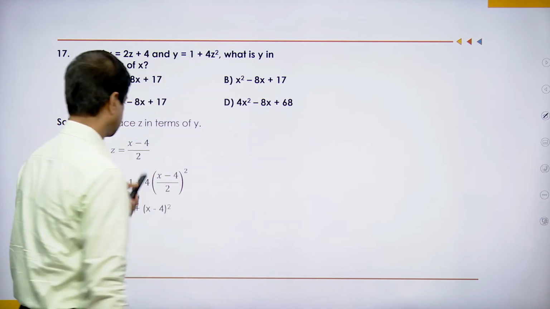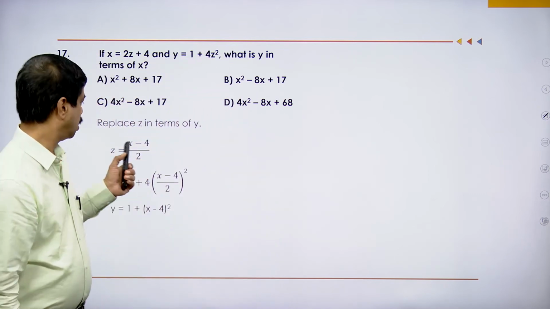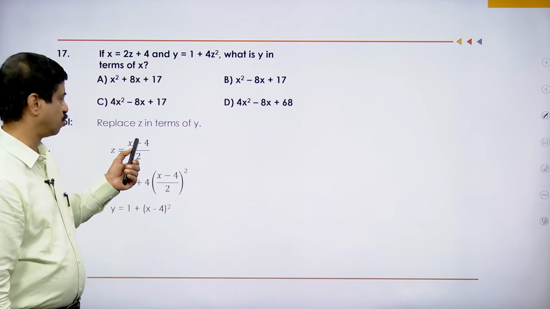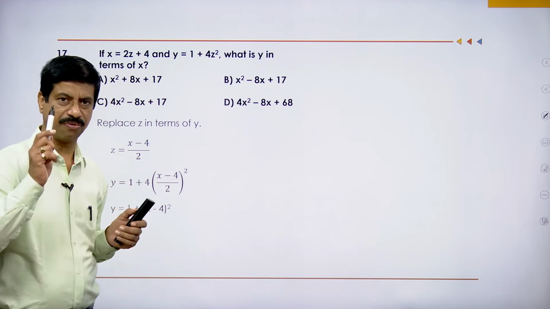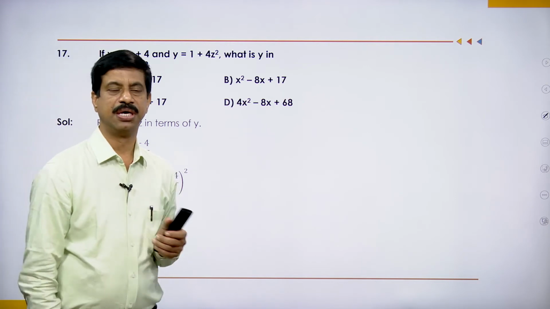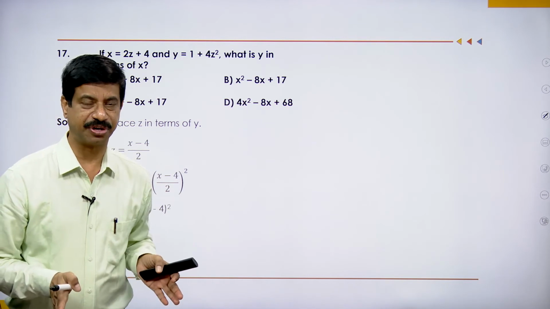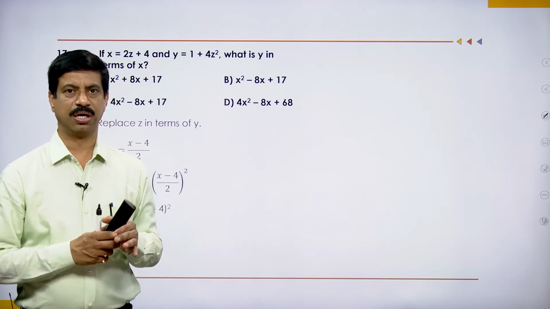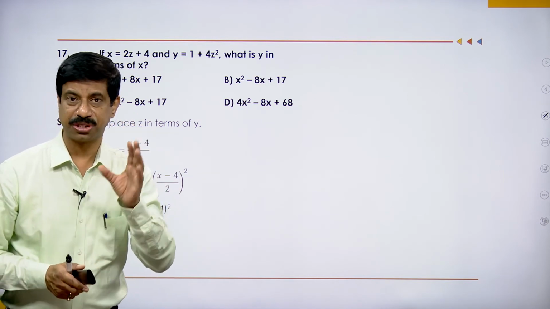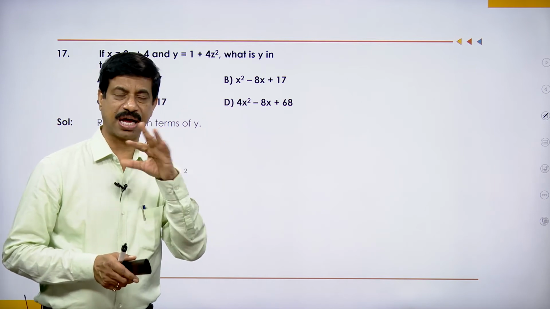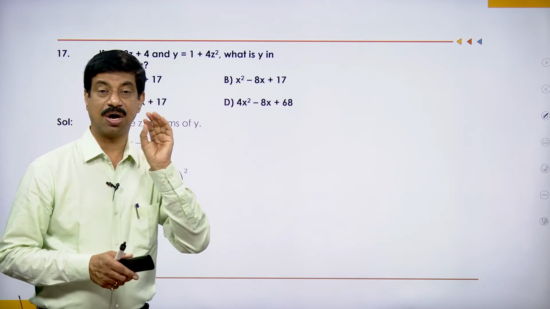Right. So this is another method we have used. Only thing is z is (x minus 4) by 2, so I am bringing fractions. I will always try to avoid bringing fractions unless it is compulsory for me to solve with fractions, or unless it is compulsory for me to solve with square roots, cube roots. I will not enter into those things.